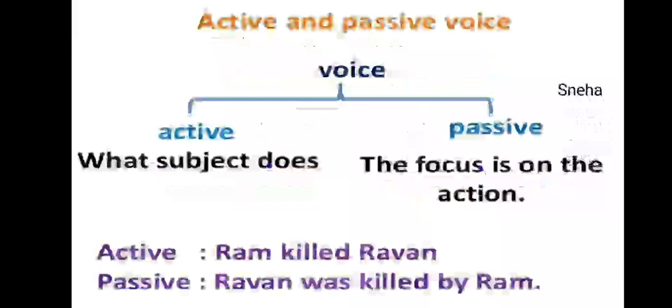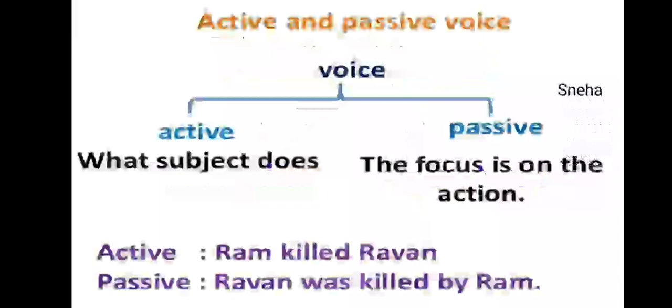Like Ram killed Ravan. Here the main verb killed is being done by Ram, and that is the most important thing, what Ram did. Ram killed Ravana. But in the case of passive voice, Ravana was killed by Ram. Ravana, who was killed by the noun Ram, is the primary focus. That means the action is being focused. The killing of Ravana is what is important over here.